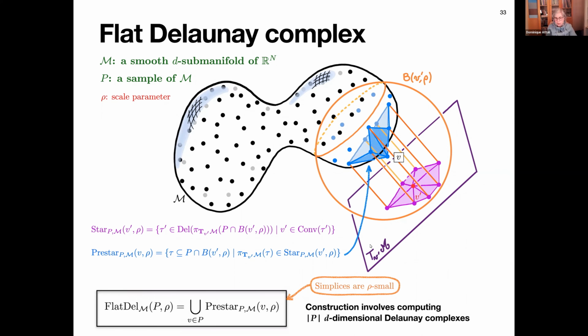By construction, the simplices in our flat Delaunay complex are ρ-small, because they are contained in a ball of radius ρ. I'm going to say that a simplex is ρ-small if it can be contained in a ball of radius ρ. Also, this flat Delaunay complex can be constructed by computing one Delaunay complex of dimension d per point.